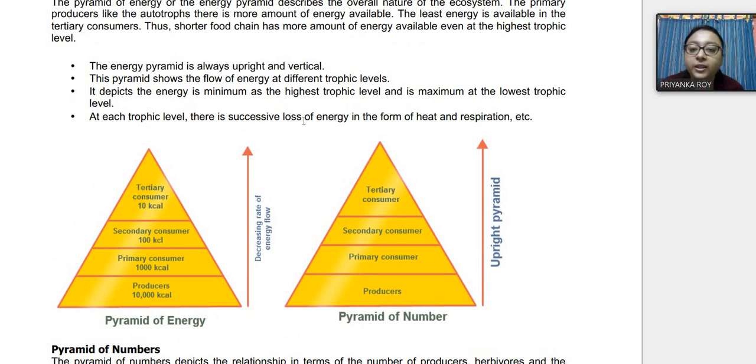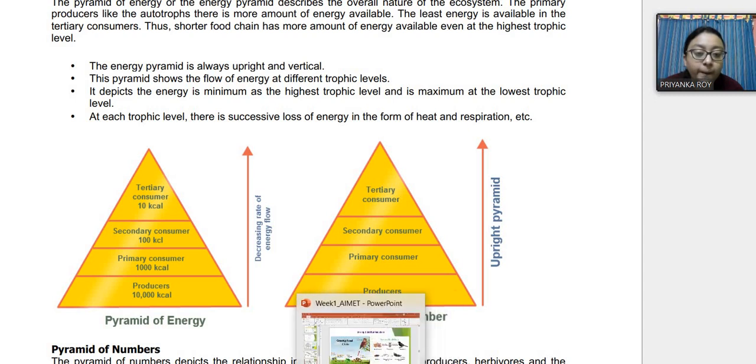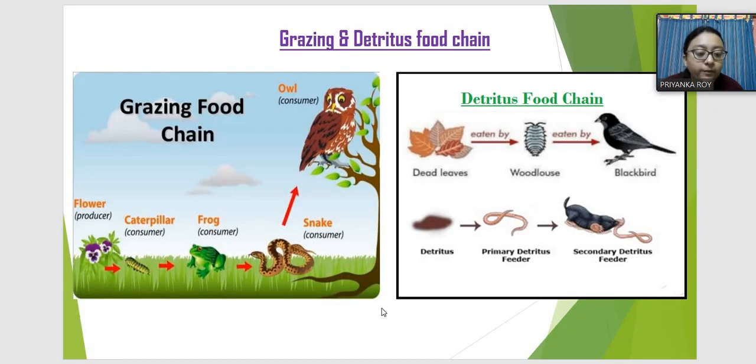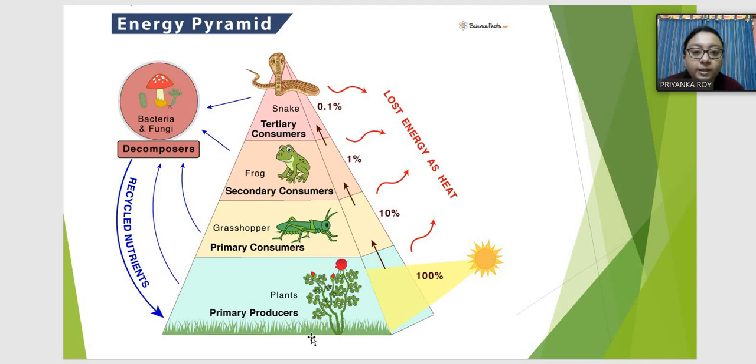So at each trophic level, there will be loss of energy in the form of heat and respiration. So this is the pyramid of energy. The least energy is available for the tertiary consumers and the highest energy is available for the primary consumers to feed on. So this is the energy pyramid.